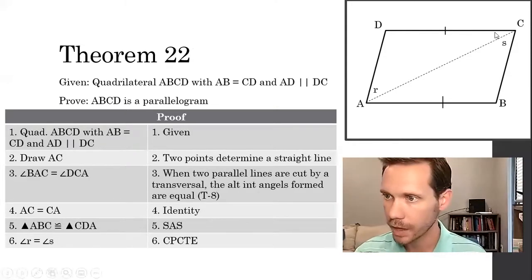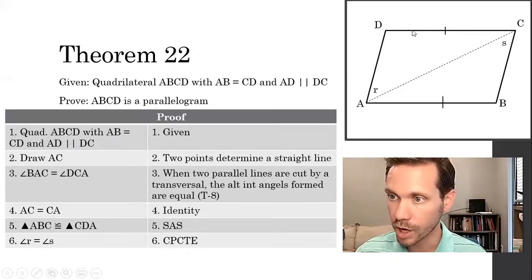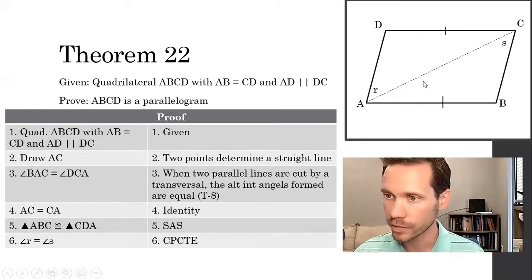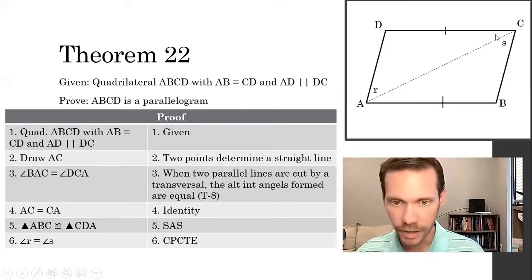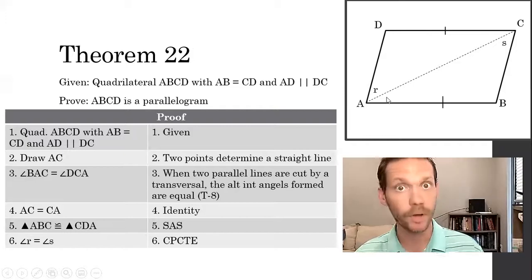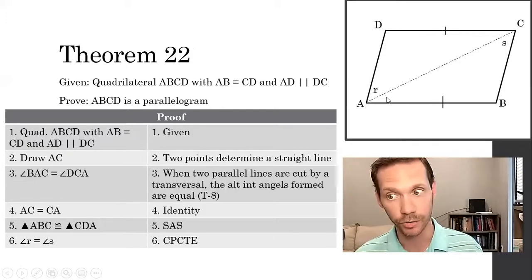So we have this angle. Now we know that they're parallel by given. We know this is a transversal. Therefore, this angle and this angle are going to be equal. Now I know again that AC and AC are the same, once again, by identity.